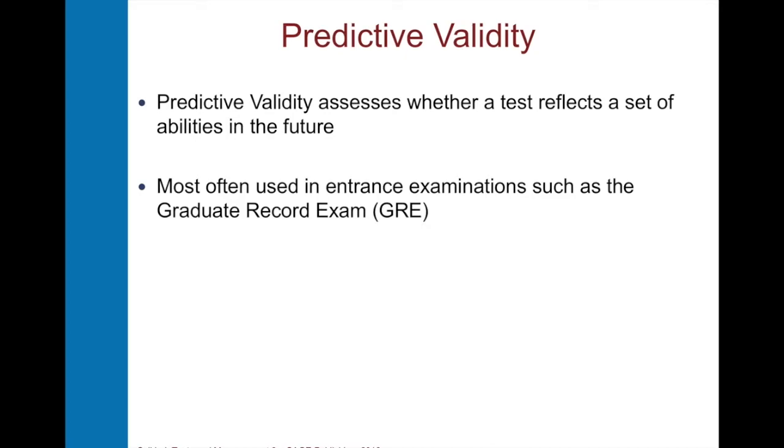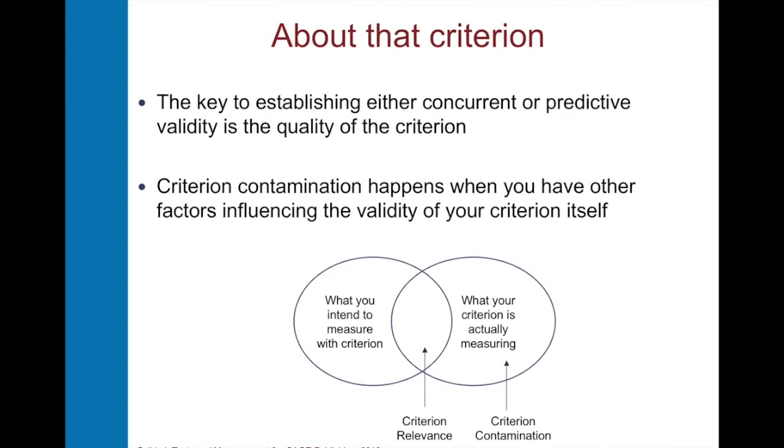So because the criterion pertains to something that happens in the future, it is predictive as opposed to being concurrent. And a high correlation indicates predictive validity, and a low correlation indicates a lack thereof. So hopefully all this is pretty straightforward so far, because I want to talk a little bit more about that criterion. So there are a couple of things that you should know about the criterion.